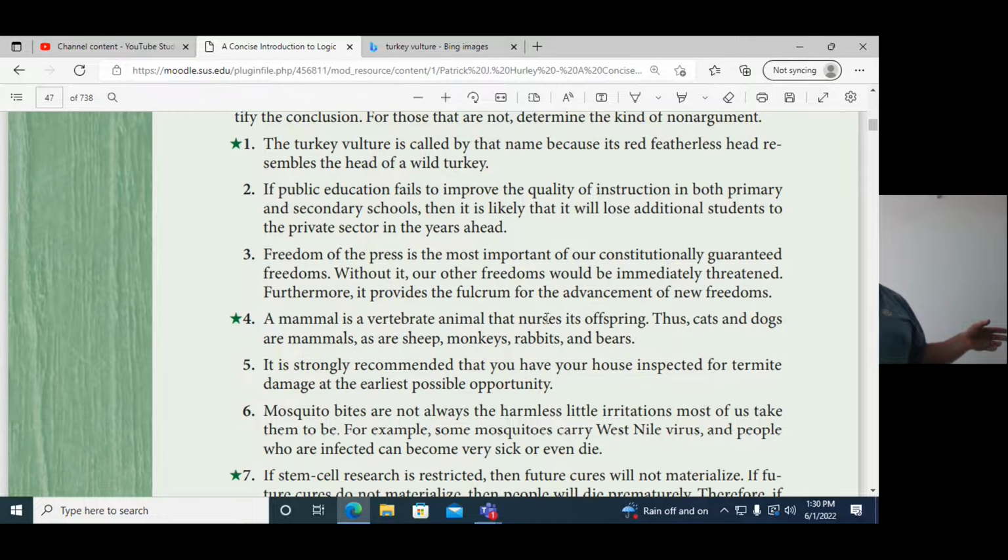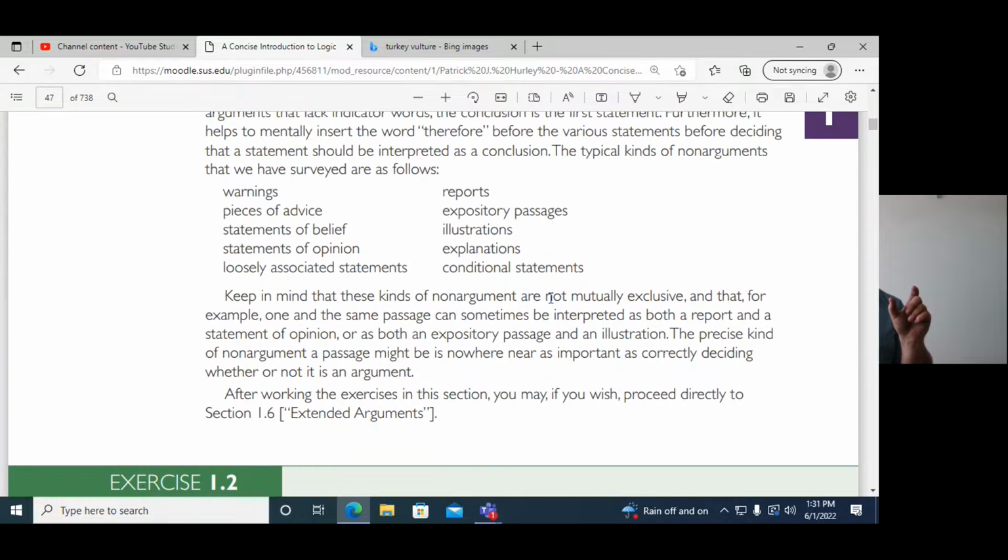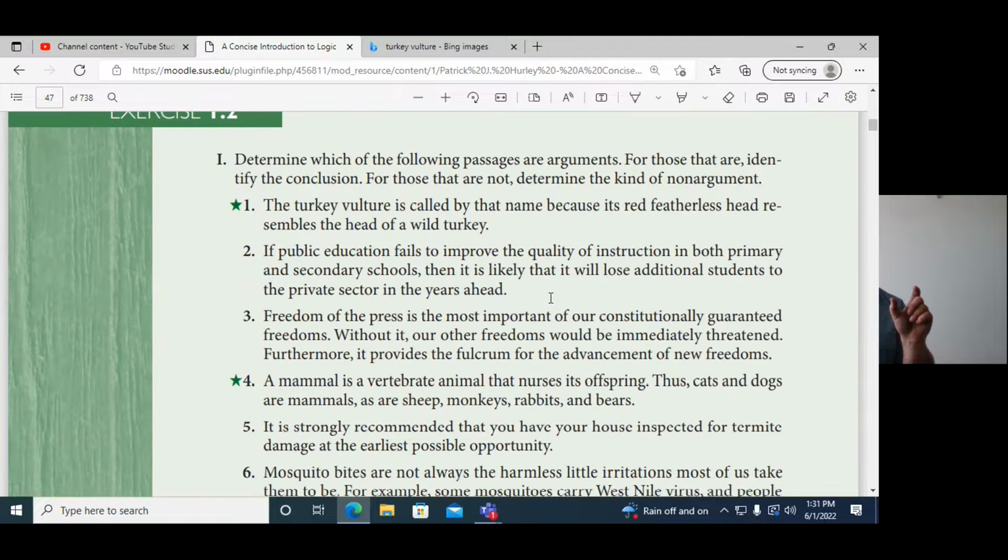Number two: if public education fails to improve the quality of instruction in both primary and secondary schools, then it is likely that it will lose additional students to the private sector in years ahead. What do we think about number two? Remember what I said in lecture last period. What type of statement is this? Pause the video. Take a look at your list. It is definitely, yes, you're right, a conditional statement.